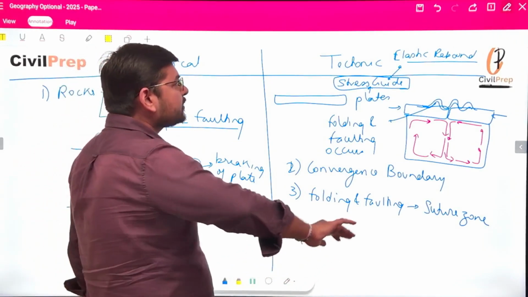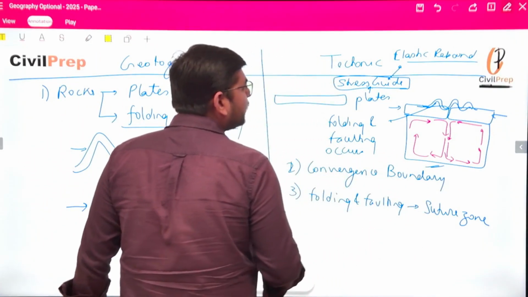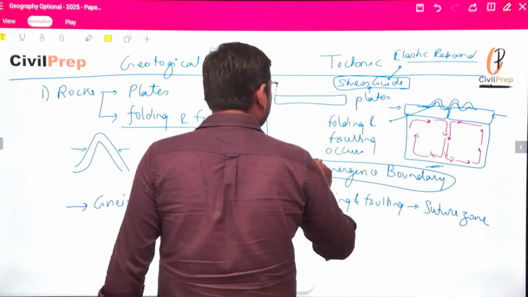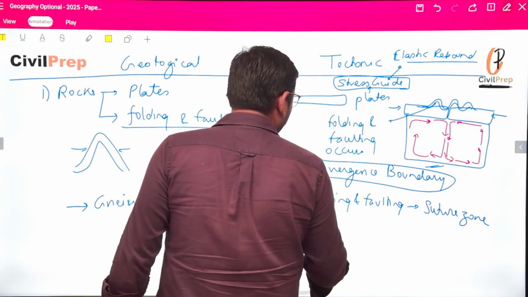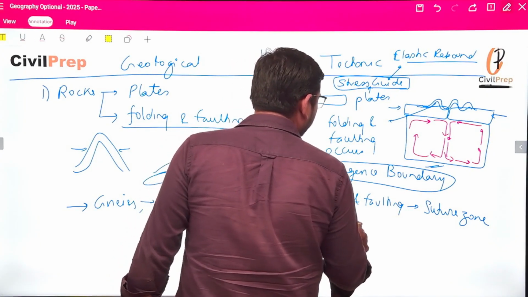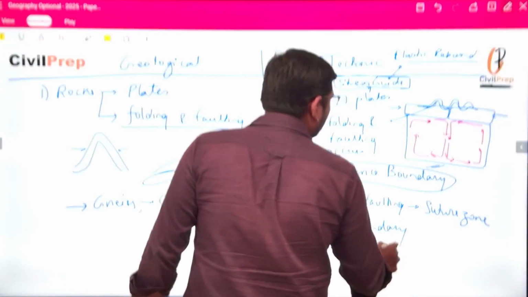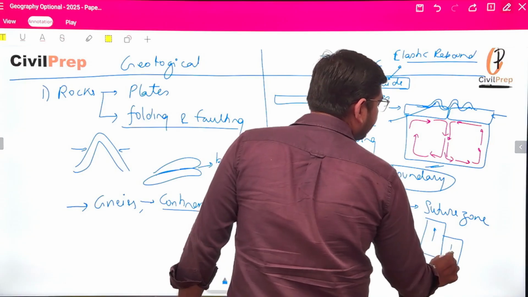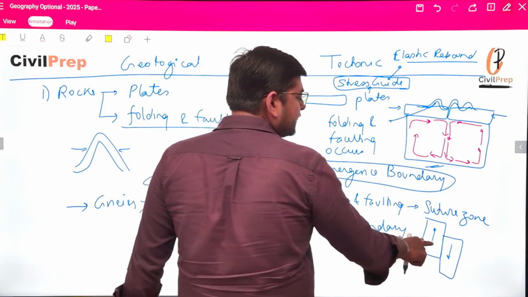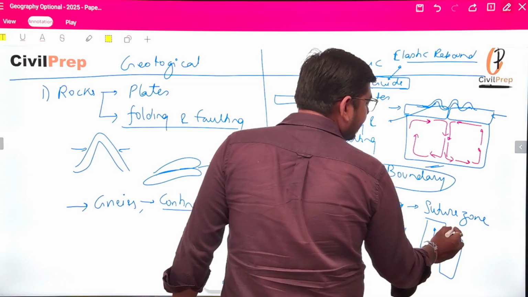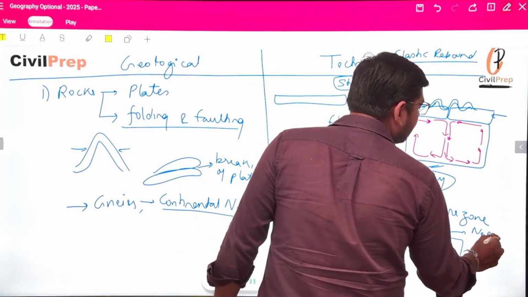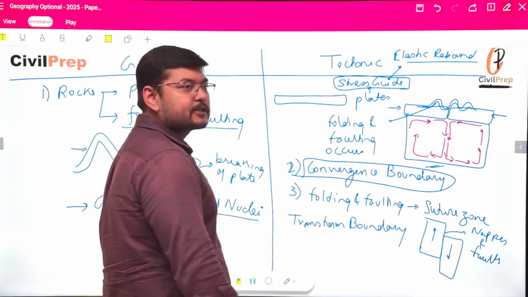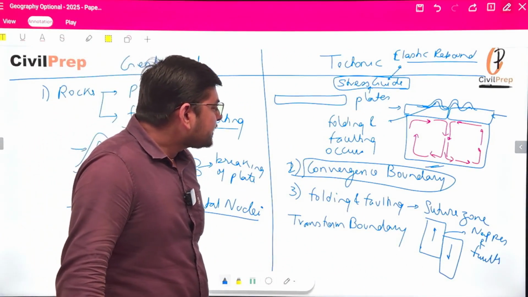Now, it is not only the convergence boundary which results in such a condition, it can also be the transform boundary. Under the transform boundary, the two plates are moving past each other, and this is also resulting in the formation of nappes and faults. The nappes and faults are also formed in this particular situation. So this is the process.